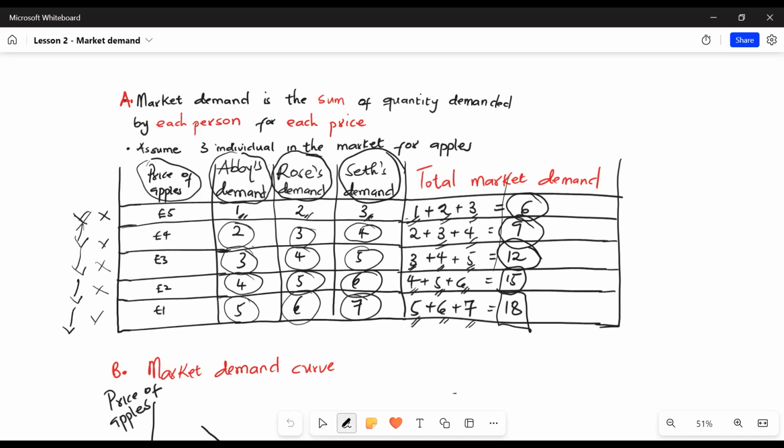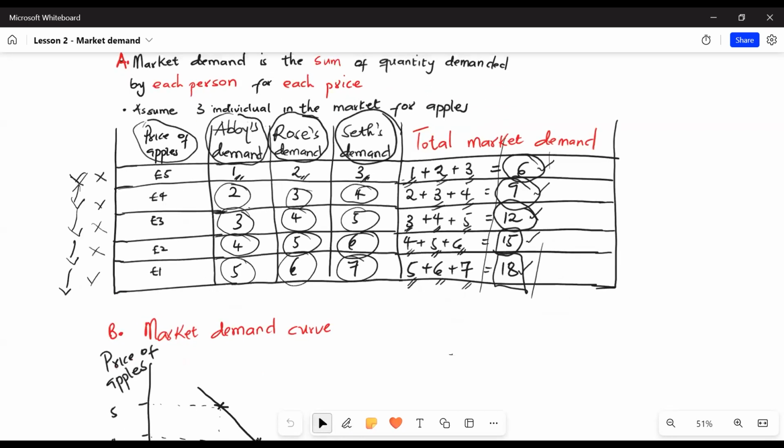So if you want to look at only the total market demand, at price 5, the total market demand is 6. When price reduced to 4, total market demand increased to 9. When price reduced to 3, total market demand increased to 12. When price reduced to 2, total market demand increased to 15. And when price reduced to 1, total market demand increased to 18.